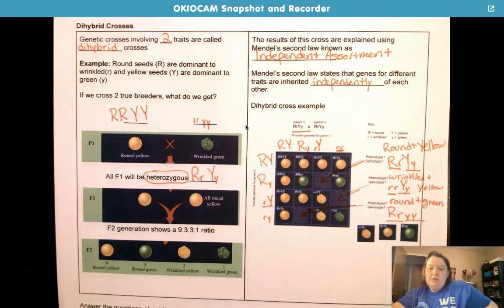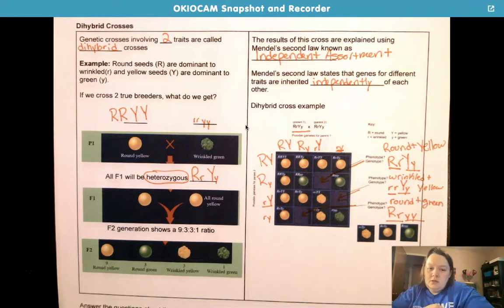Alright, so this video is going to be me going through dihybrid crosses one more time, and I'll have an example that I'll work through at the end. So again, we've been solving monohybrid crosses so far where we're only looking at one trait at a time. So what's the chance that the offspring in a cross are going to have round seeds or wrinkled seeds? Now we're moving into dihybrid crosses.